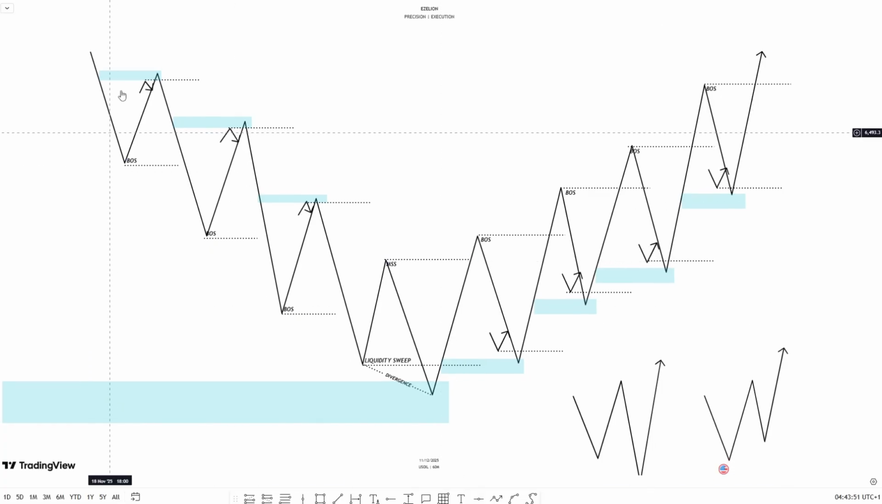So what do we have here? We have price forming a series of lower highs and lower lows. All these things are break of structure, liquidity sweep. Now for the bullish market structure shift, what do we have here?